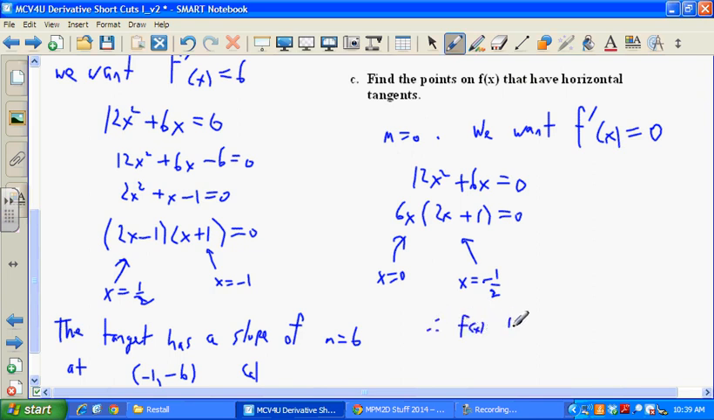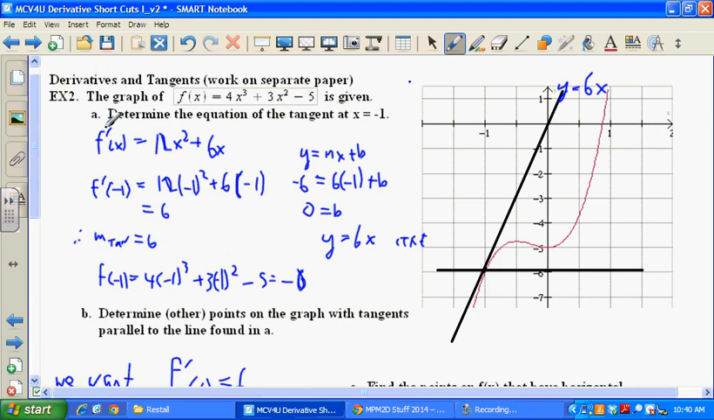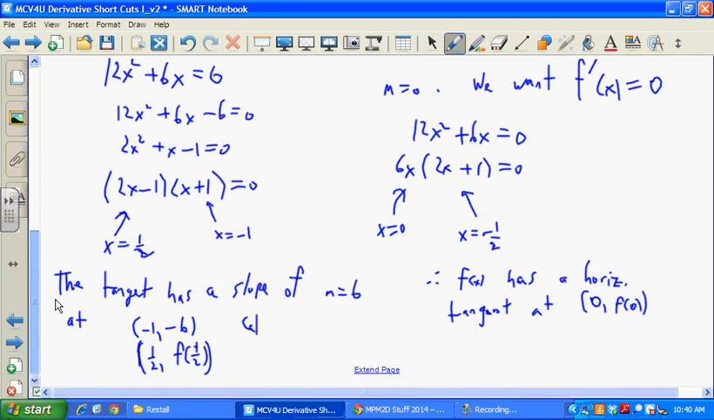So therefore, f at x has a horizontal tangent at 0, and f at 0, I suppose. That one's actually not that difficult to calculate. I think f at 0 is just the constant part, which is negative 5, but oh well. If we're going to be lazy, we're going to be lazy.